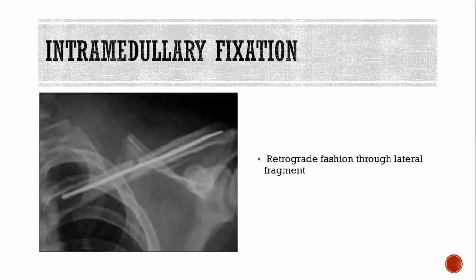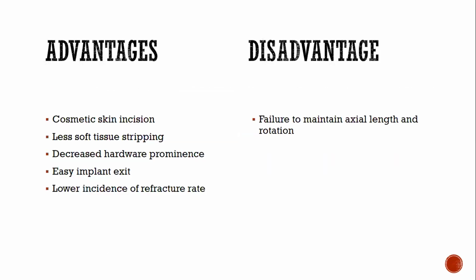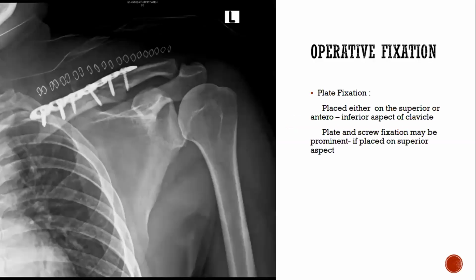starting from the lateral end of the clavicle, which is driven through the fracture and into the medial fragment. Advantages of intramedullary pinning are cosmetic skin incision, less soft tissue stripping, decreased hardware prominence, easy implant exit, and lower incidence of refracture. In disadvantages, the intramedullary pinning will fail to maintain axial length and rotation.